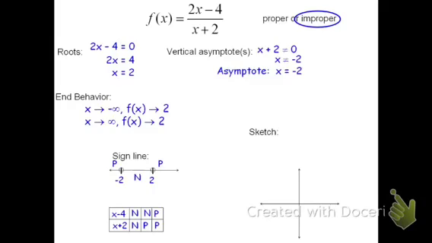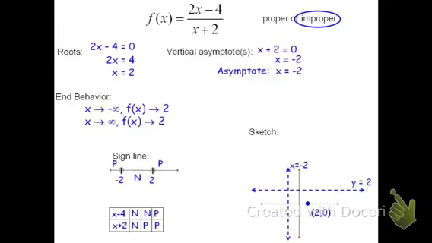To find out the overall sign, negative times negative is positive, one negative is negative, and then the two positives is positive. For the sketch, we only have the one vertical asymptote, we have the one root, and we have the horizontal asymptote where y is 2. So putting this information in first, and then we'll use the sign line to figure out what the rest of it is going to look like.